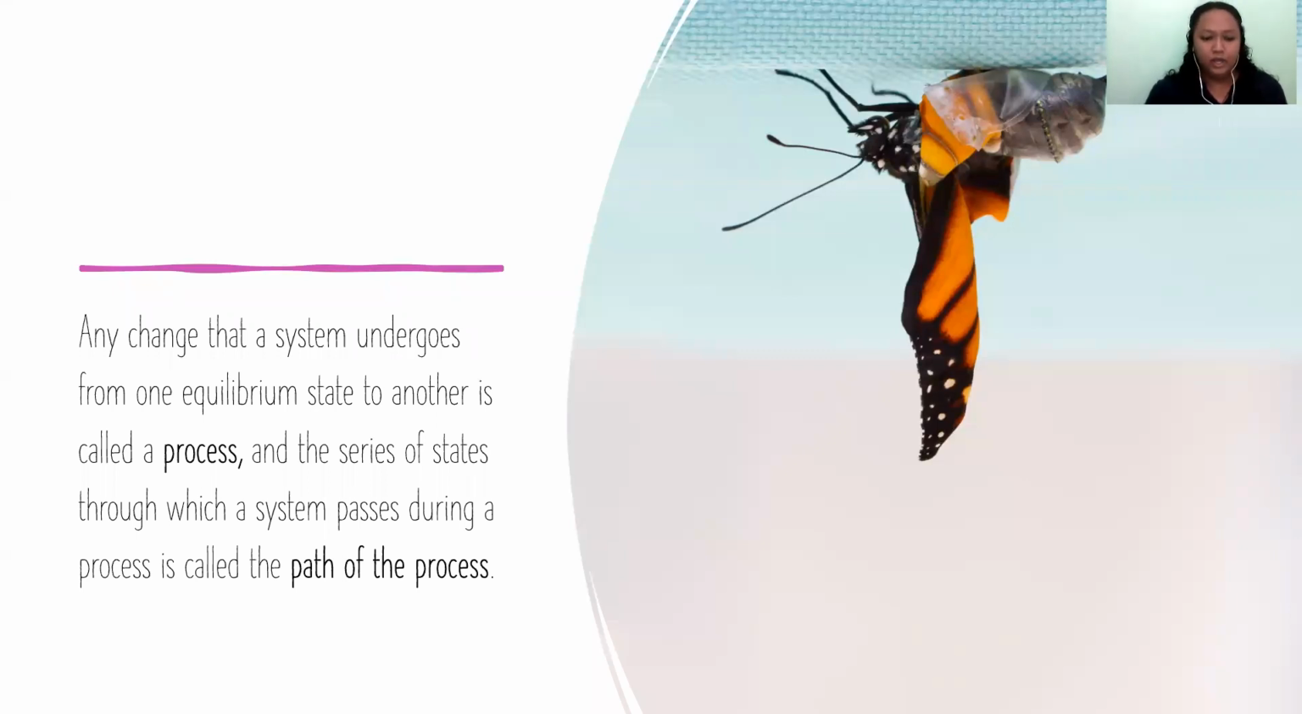So, kanina nakita natin yung properties and state ng thermodynamics. So, here naman, we will proceed to the process of thermodynamics. Sabi nga dito, any change that the system undergoes from one equilibrium state to another is called a process. Okay? The series of states through which a system passes through during its process is called the path of the process.